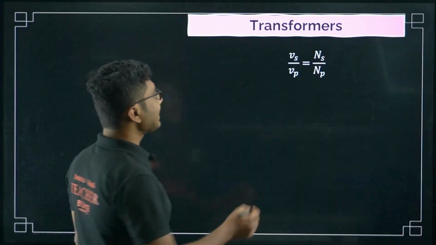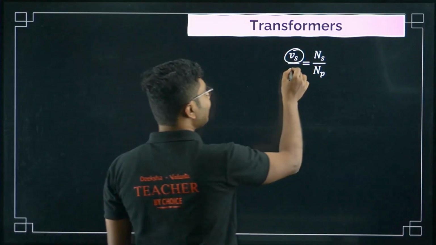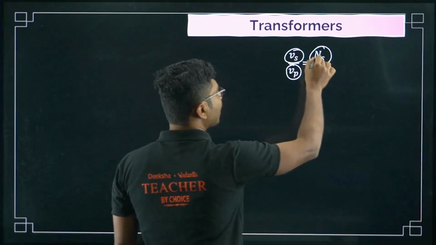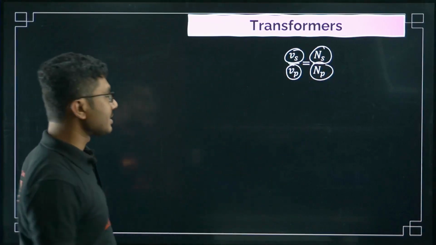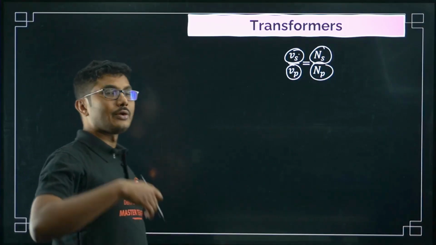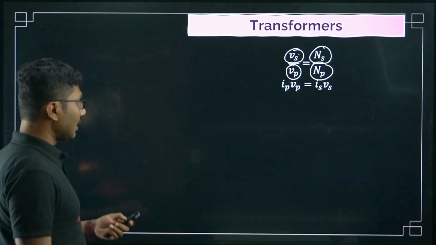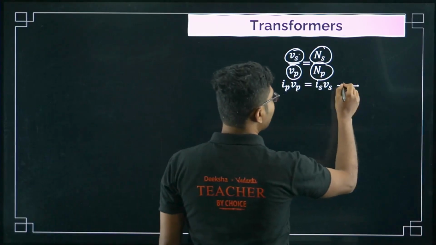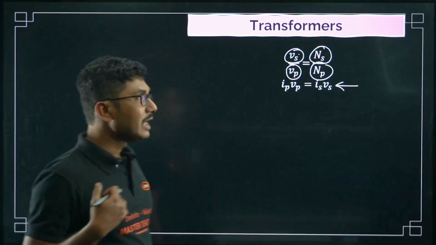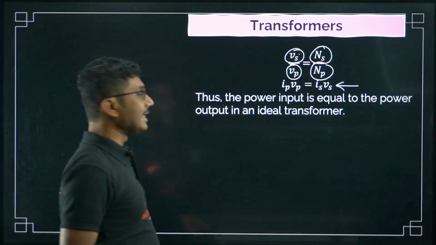Now Vs by Vp, that is the secondary voltage, the output voltage that we are interested in, divided by Vp, the input voltage, is Ns by Np, the number of turns in the secondary divided by the number of turns in the primary. So V is basically proportional to the number of turns. So if you want to step it up, you have to keep more number of turns in the secondary. We'll see that in a while. So Ip Vp is Is Vs. In terms of power consumed in an ideal transformer, power consumed should be equal. Thus the power input is equal to the power output in an ideal transformer.